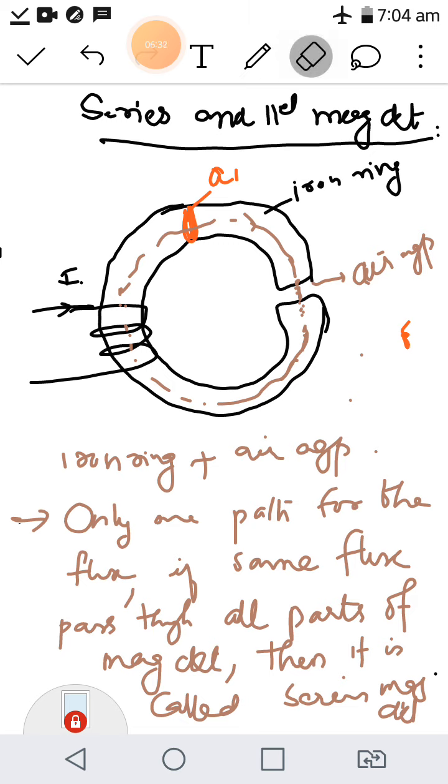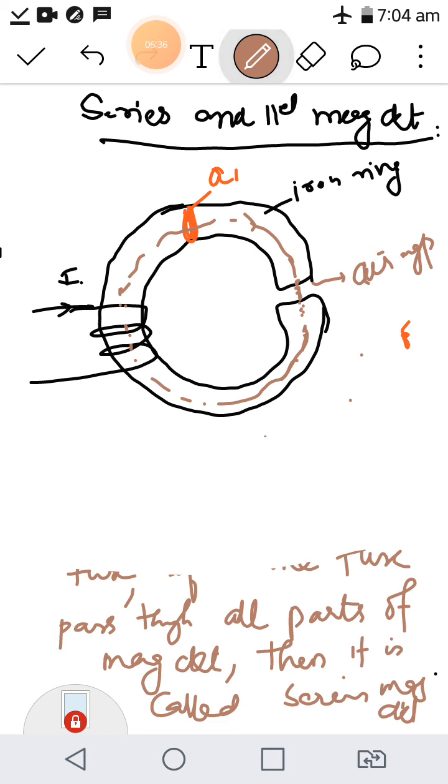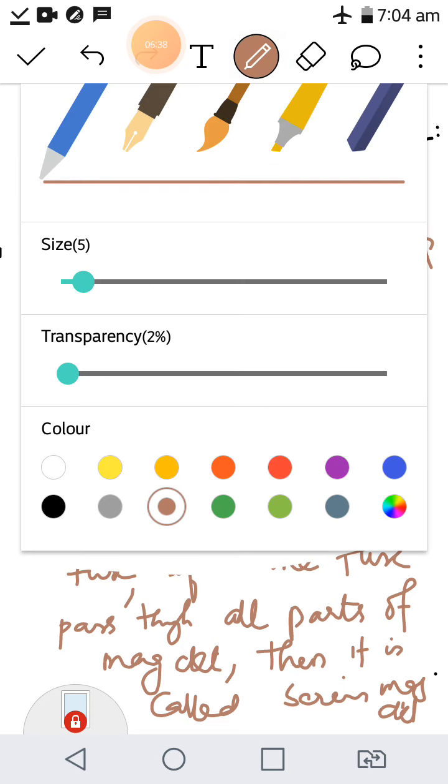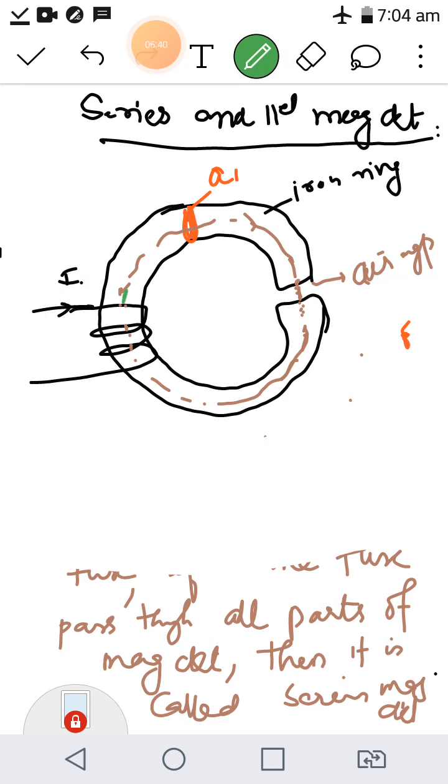Okay, so here you can see that this is the flux phi that comes here. The same flux is passing through the air gap also, so there is only one path for the flux to travel, or the same flux is traveling through both the iron ring and the air gap. So we can say that this circuit is a series magnetic circuit.